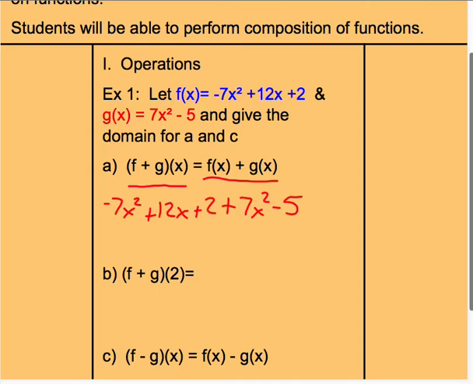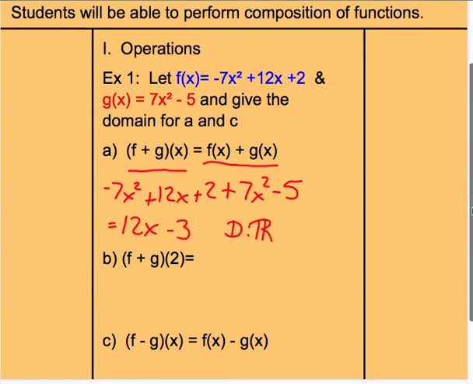Our 7x squareds cancel, 12x does not have a like term, and 2 minus 5 is negative 3. So the composition of f plus g of x is 12x minus 3. Now we're also asked for the domain on this one, and if we look at the individual functions, they're both quadratic functions, and the domain of each of them is all real numbers. So when we add them together, our domain will still be all real numbers.